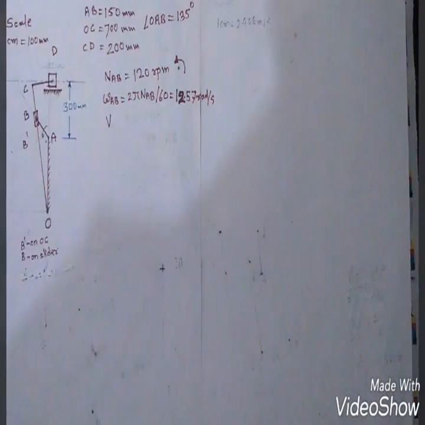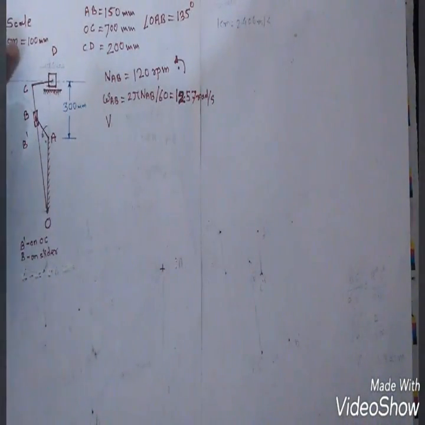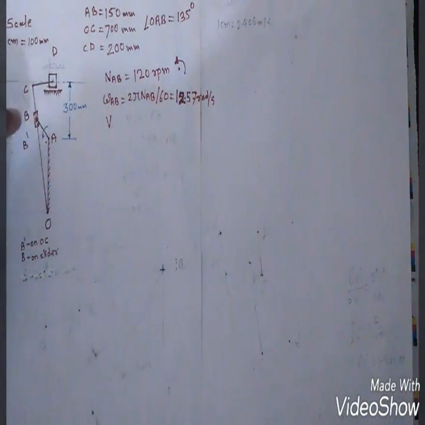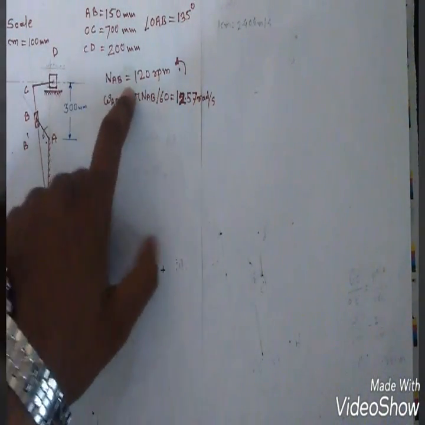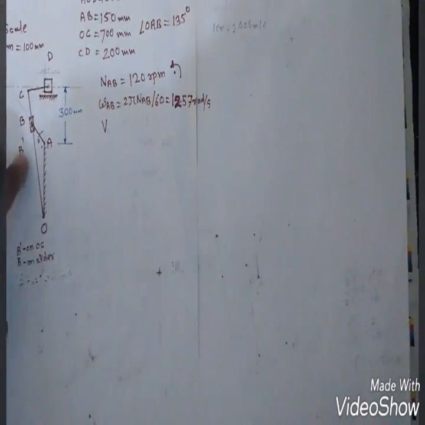So, an example is taken. This is a space diagram drawn with scale 1 centimeter equal to 100 mm. I will explain this space diagram first. Link AO is fixed. AB is a crank rotating in a counterclockwise direction with RPM 120.